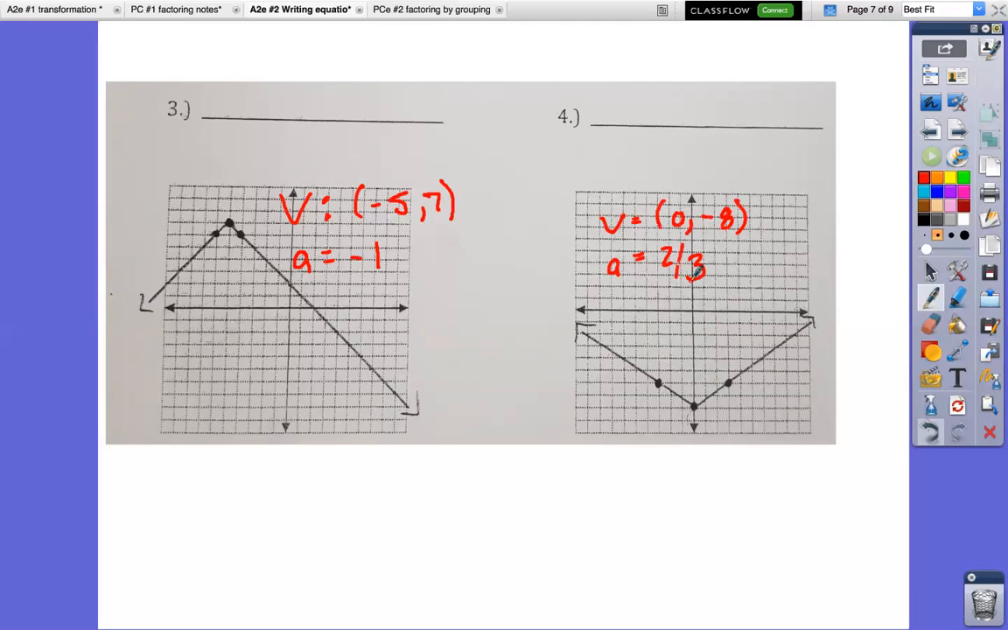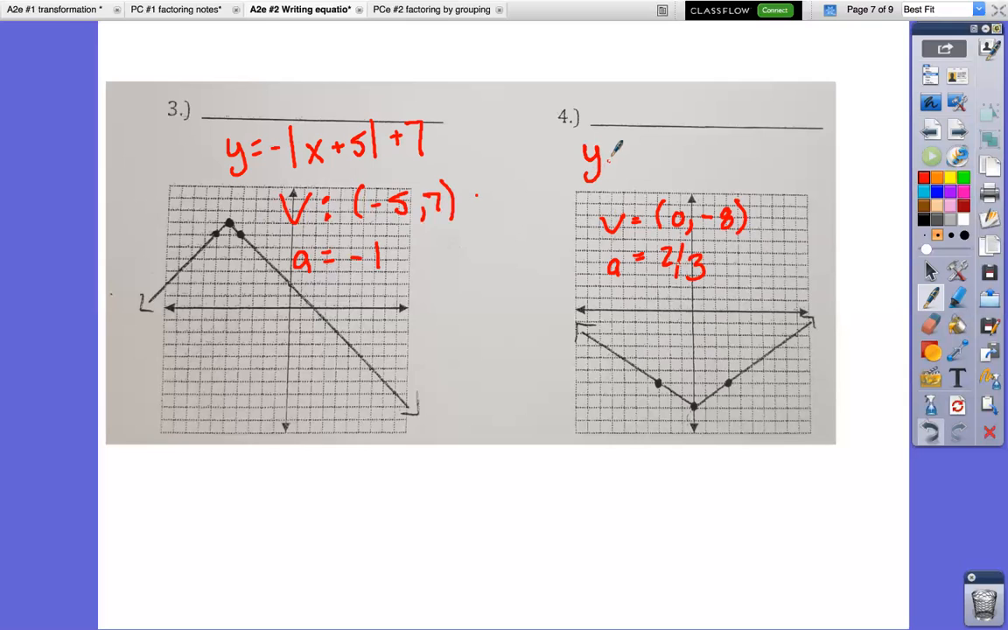All right, so I went ahead and I put the vertex for each of these. Again, 1, 2, 3, 4, 5, 6, 7. Sometimes it's hard for me to see those. So the vertex is negative 5, 7. My A value opens down so it's negative, run both ways 1. So if I'm writing the equation, it is going to be y equals negative 1. I don't need the 1. Absolute value of x plus 5 plus 7.